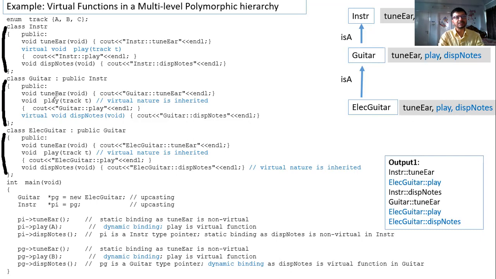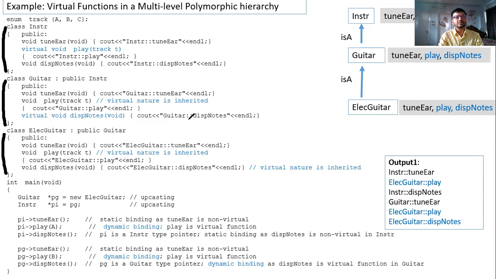In the guitar class, even though we don't write anything, all three functions would have been inherited. But now I have decided to override all of them: tune ear, play, and display notes. I have just changed the prompt or the message that it displays, with guitar, to identify that these are parts of the guitar class.